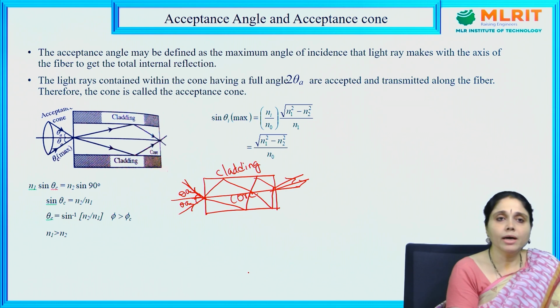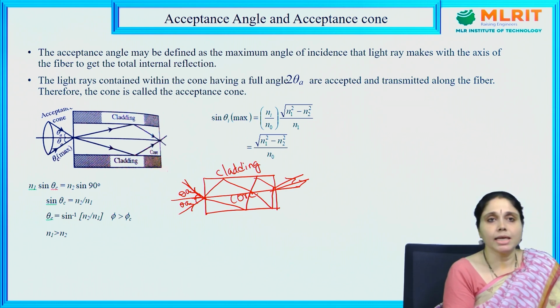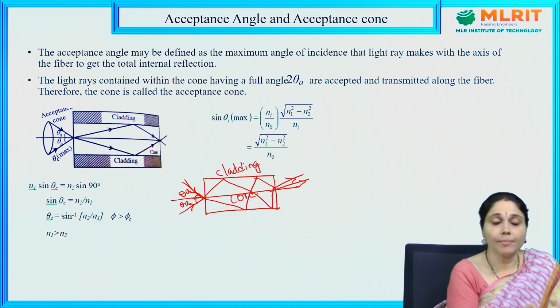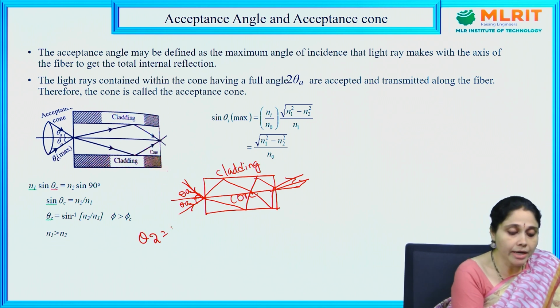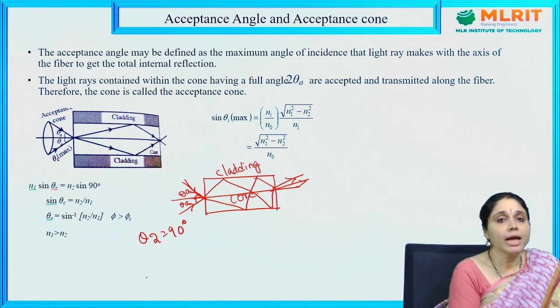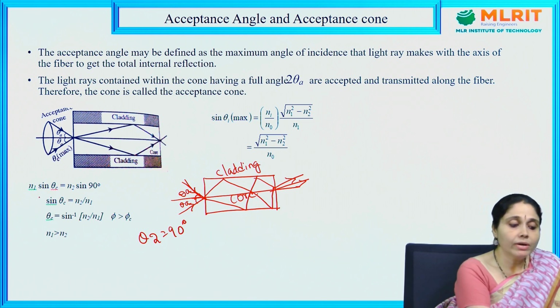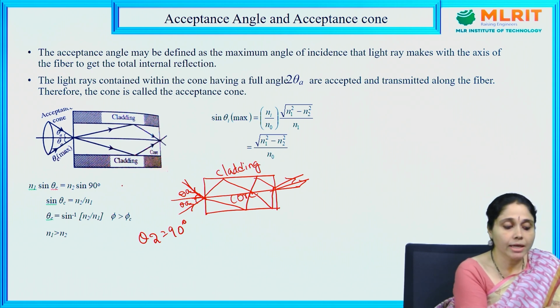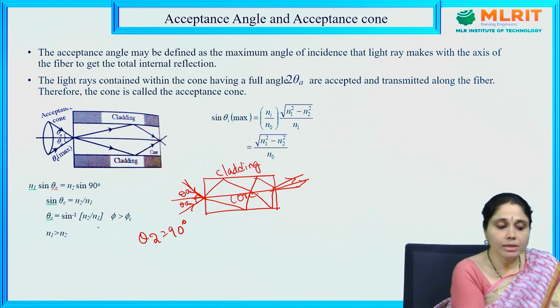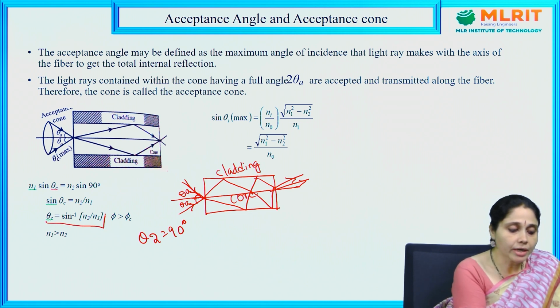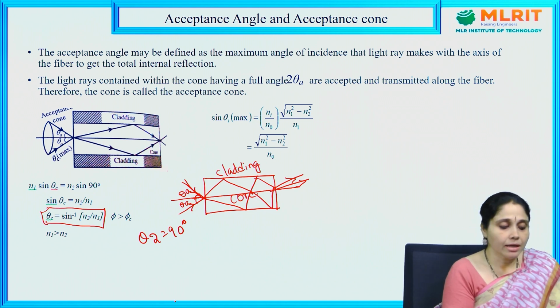Here, N1 sin theta 1 is equal to N2 sin theta 2, which is Snell's law. Theta 2 is equal to 90 degrees, and only then does total internal reflection occur. So N1 sin theta C is equal to N2 sin 90. So sin theta C is equal to N2 by N1, and theta C is equal to sin inverse of N2 by N1. This is the representation of the critical angle: sin theta C is equal to N2 by N1, theta C is equal to sin inverse N2 by N1.